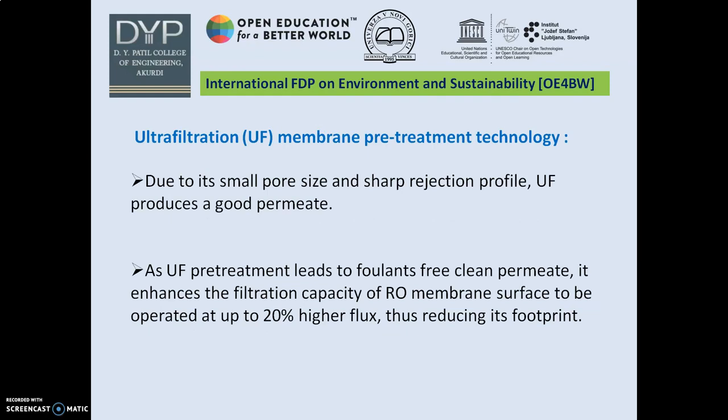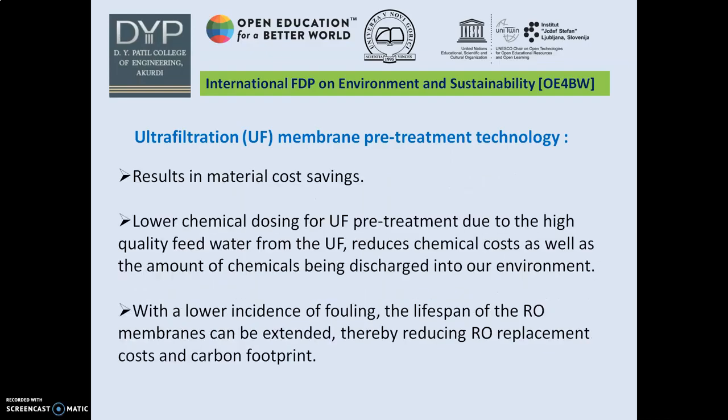Among several other pre-treatment methodologies, ultrafiltration membrane pre-treatment technology is the best of all. Due to its small pore size and sharp rejection profile, ultrafiltration produces a good permeate. As ultrafiltration pre-treatment leads to foulant-free clean permeate, it enables the RO membrane surface to be operated at up to 20% higher flux, thus reducing its footprint.